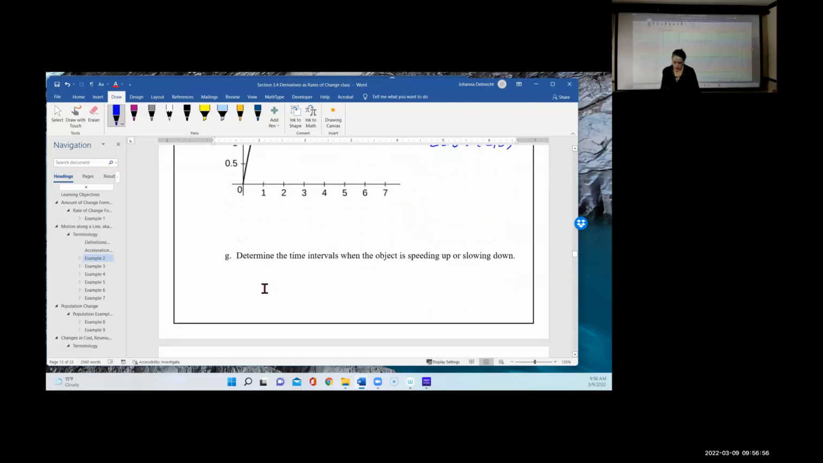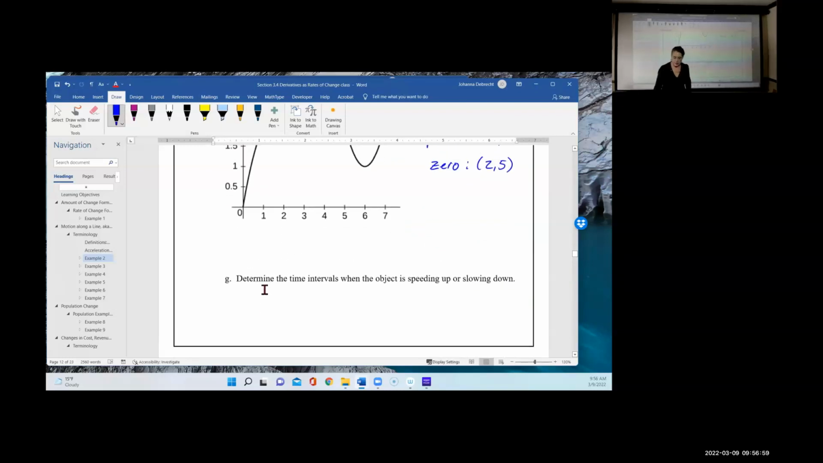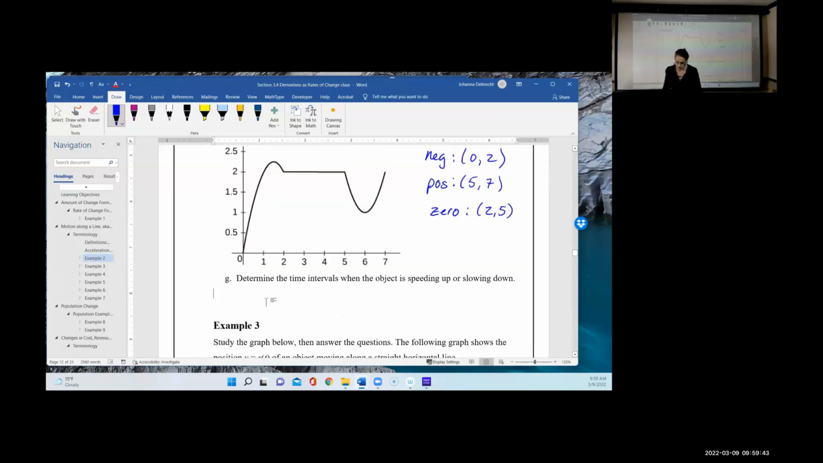Now we need to decide when it is speeding up and when it is slowing down. So we want to determine the time intervals where the object is speeding up or slowing down. So looking at the picture, remember that it stopped at the maximums, it stopped at minimums, and it stopped along horizontal sections. So it's got to be slowing down on this first section right here.